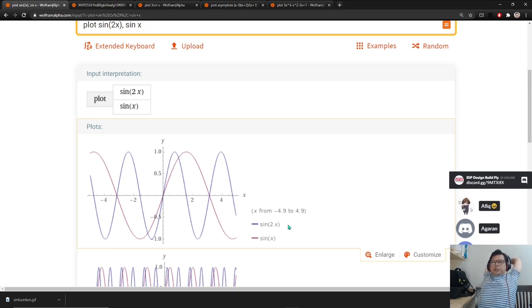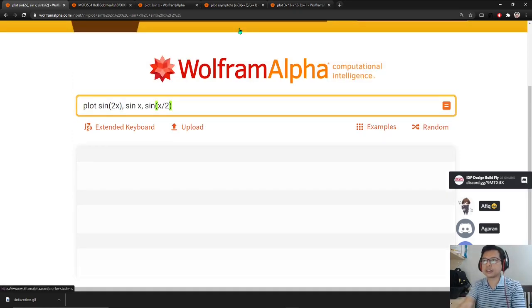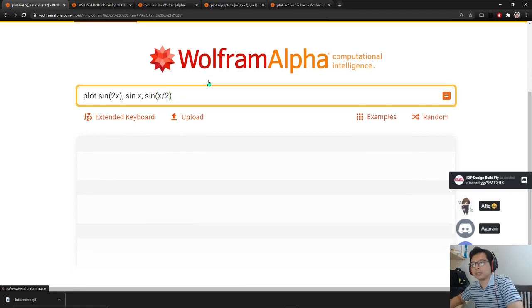So if you want to change the period of a trigonometric function, you put a number in front of it. If you put 2x, it's going to shorten the period. If you plot sine of 1 over 2 times x, or half x, you are going to double the period.